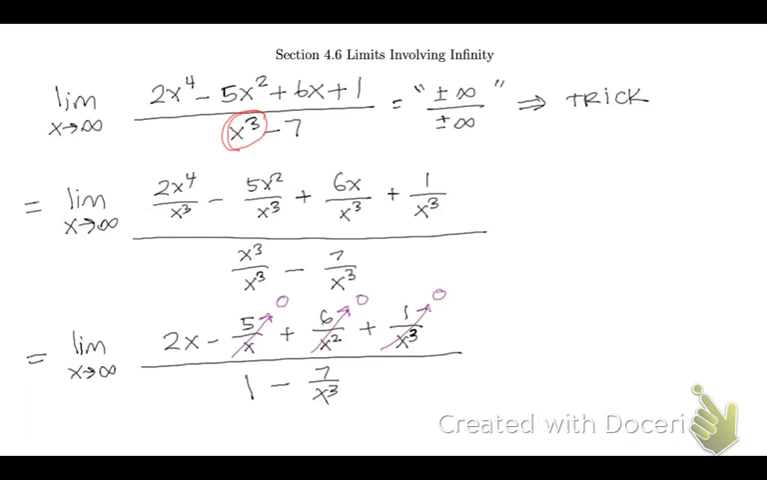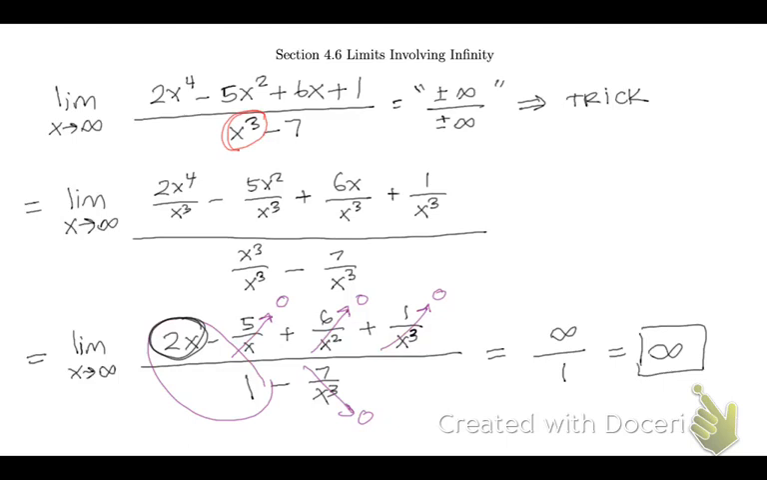This is why we use this trick. We like it. It wipes a lot of stuff out. So what I'm left with in this problem is a 2x on top and a 1 on bottom. So as x goes to infinity, 1 is just 1. But as x goes to infinity, 2x, 2 times infinity, that's going to infinity. So this one, you actually ended up with an infinite limit.